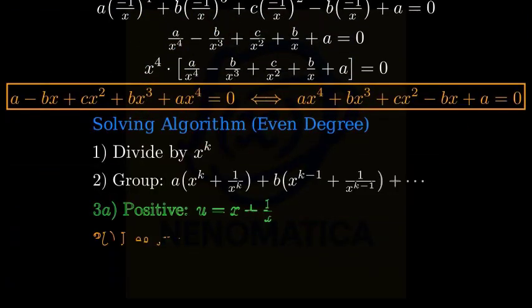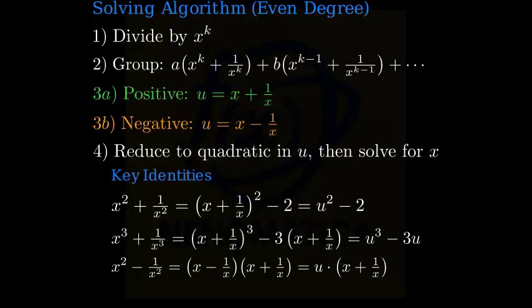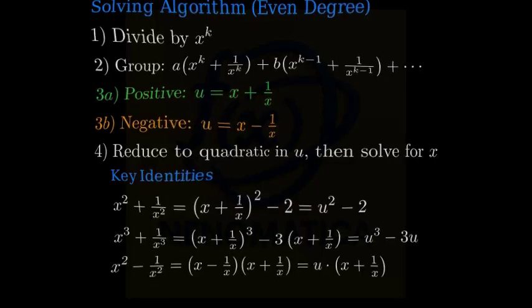How do we solve these efficiently? For even degree n equals 2k, divide by x to the k. Then group mirror pairs. For positive reciprocal equations, set u equals x plus 1 over x. For negative reciprocal equations, set u equals x minus 1 over x. The key identities reduce higher powers of x plus or minus 1 over x into polynomials in u, turning the problem into a simpler quadratic in u.